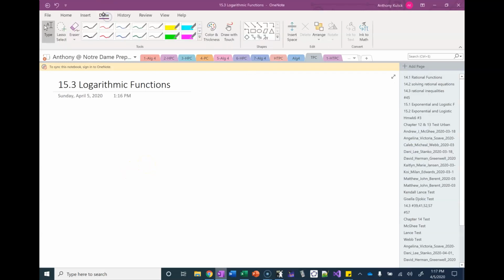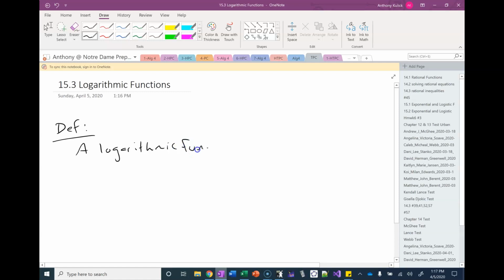Hi, today we're going to be talking about logarithmic functions. So let's start by defining what that is. A logarithmic function is just a way to rearrange an exponential function or equation.